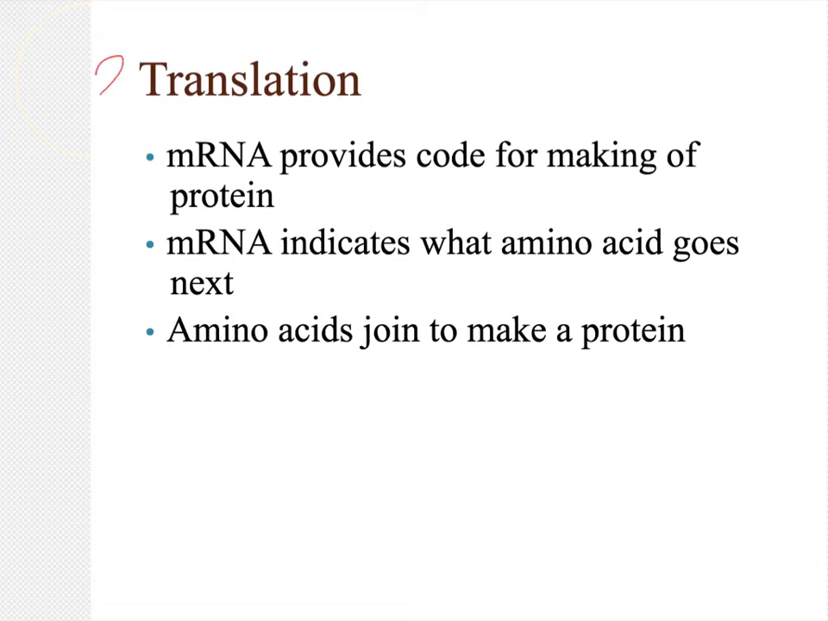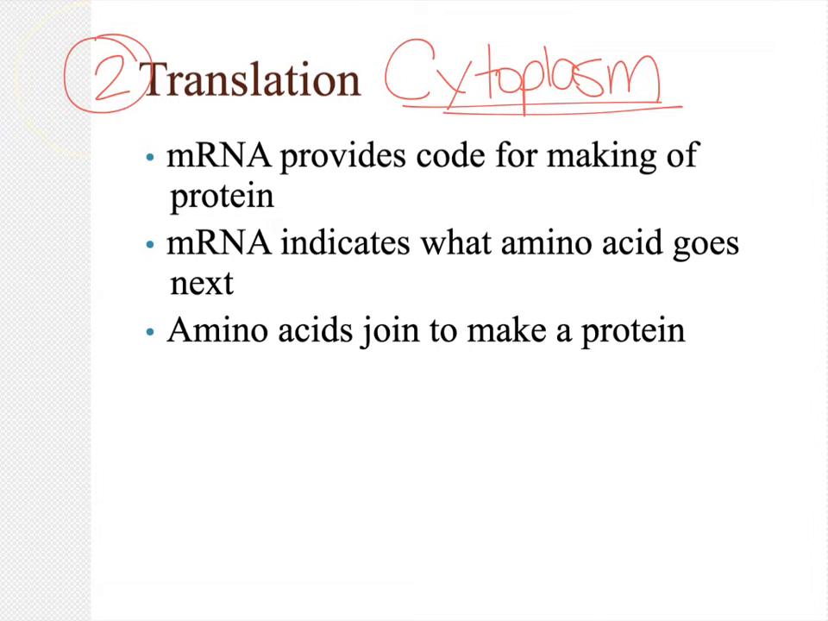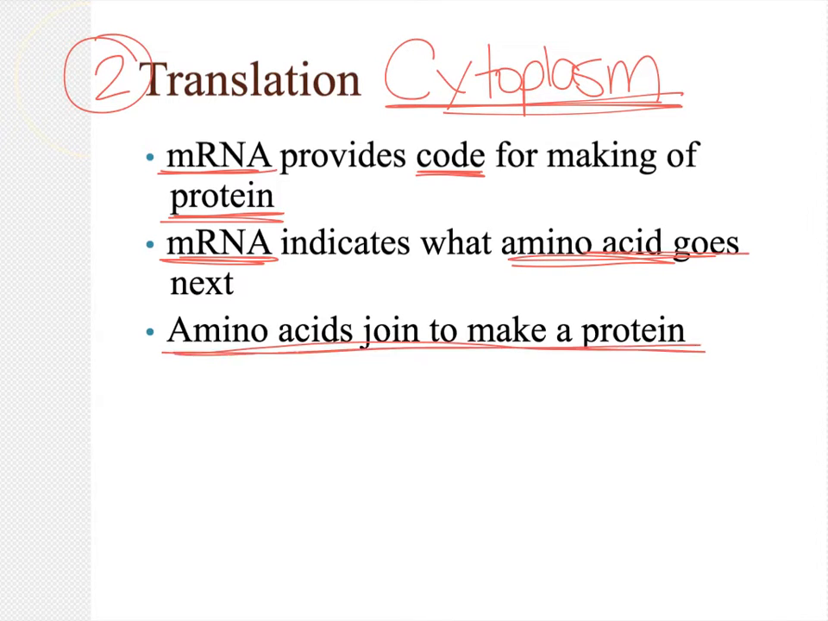Then we get step number 2, which is translation. Translation is going to be happening in the cytoplasm. And so since the DNA is stuck in the nucleus, the messenger RNA goes out into the cytoplasm. And it's providing the code or the instructions for making the protein. And so what happens is, because we have that messenger RNA code, it tells what amino acid comes. And the amino acids join to make a protein.